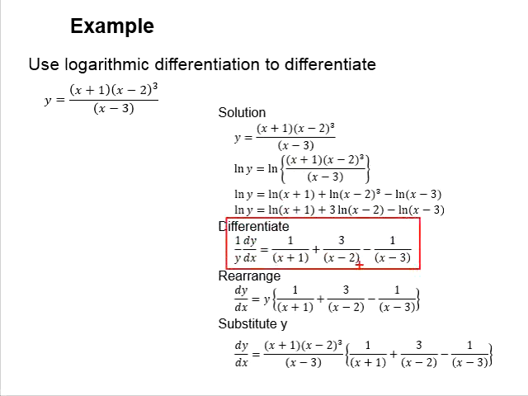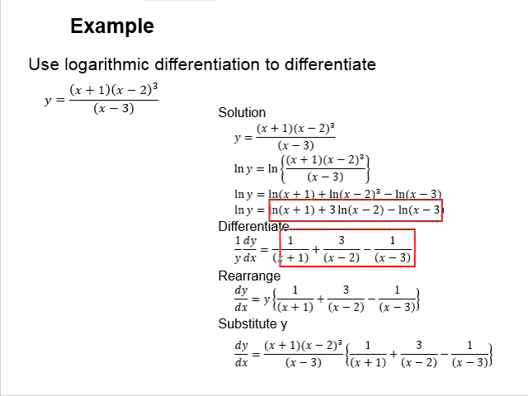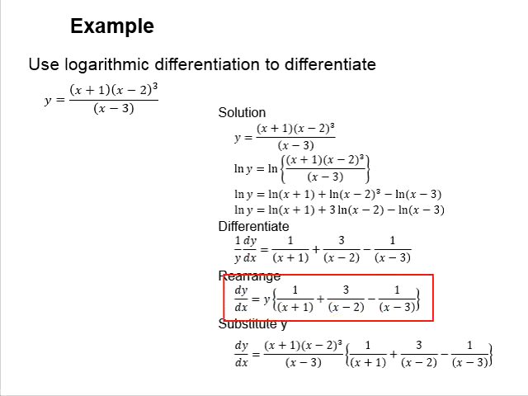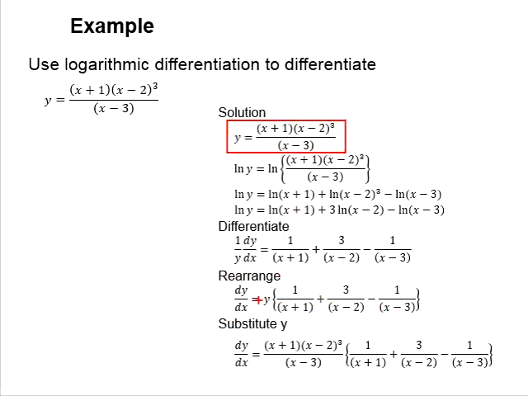Bring forward the powers here. Differentiate both sides. Differentiation of ln y will give you 1/y to be multiplied with dy per dx. And differentiate the ln functions, it will give you this. Move the y to the opposite side, you will get this. It is given that y is equal to this. Substitute the value into the y here, you will get your final answer.